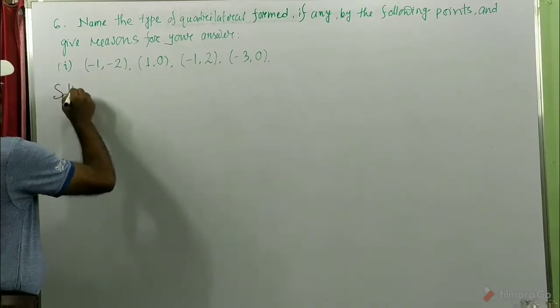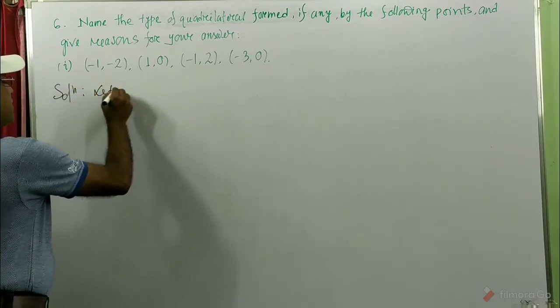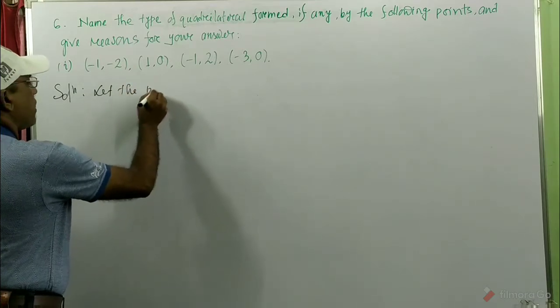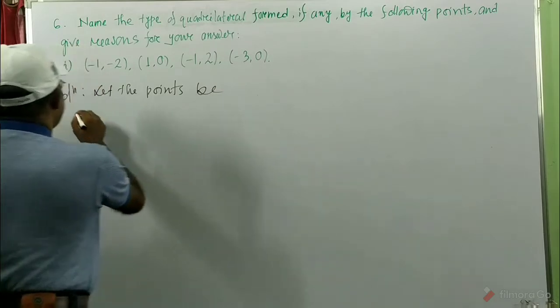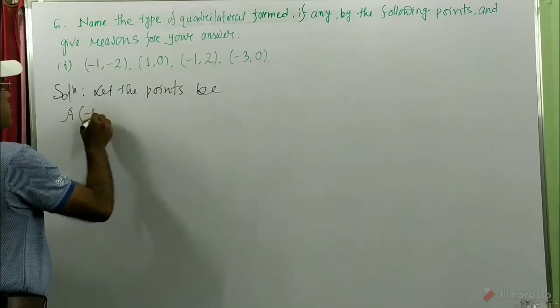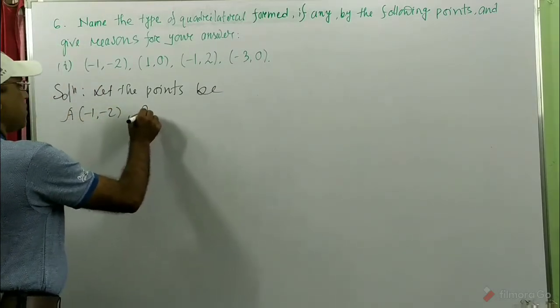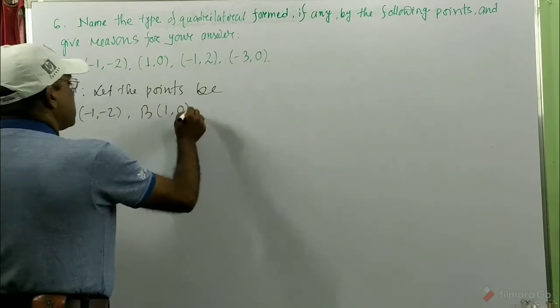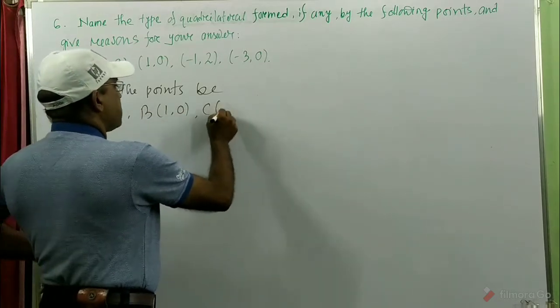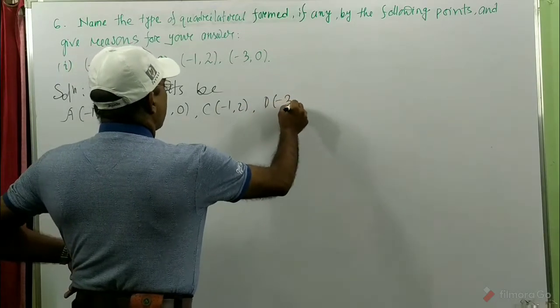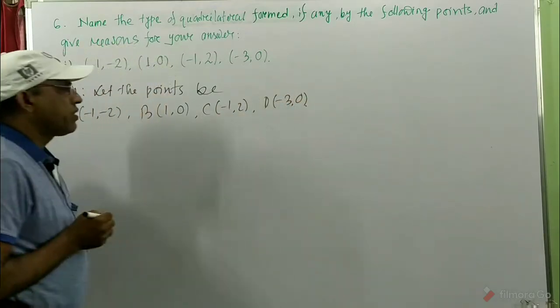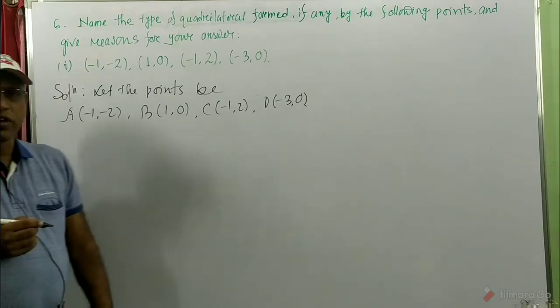Solution: let the points be A(-1, -2), B(1, 0), C(-1, 2), D(-3, 0). We consider these are the four points.